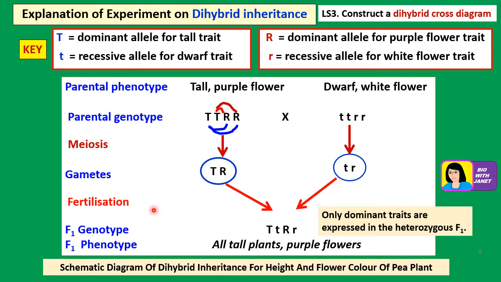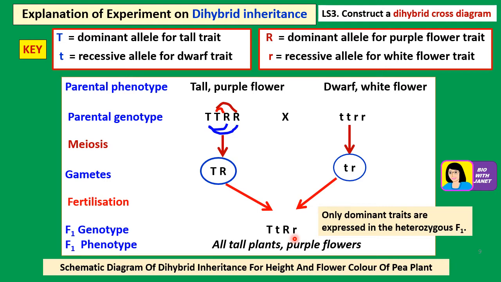Then in fertilization, the gametes will fuse together and form the zygote, right? Okay, which will be the offspring. So every cell in this offspring will have this combination of alleles. Okay, so combine them together, all the alleles here, but always write the T's together and the R's together. So big T, small t, big R, small r. So this is the genotype of the F1 generation, which is the offspring of the parents, right?